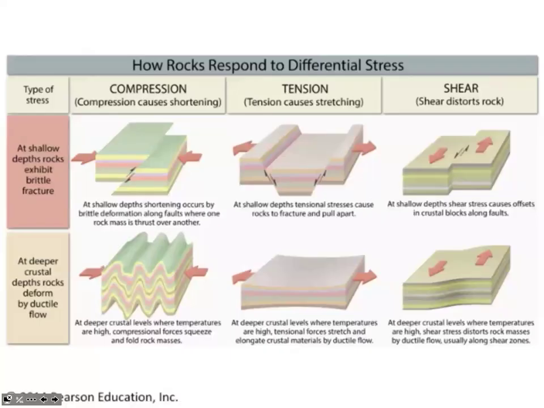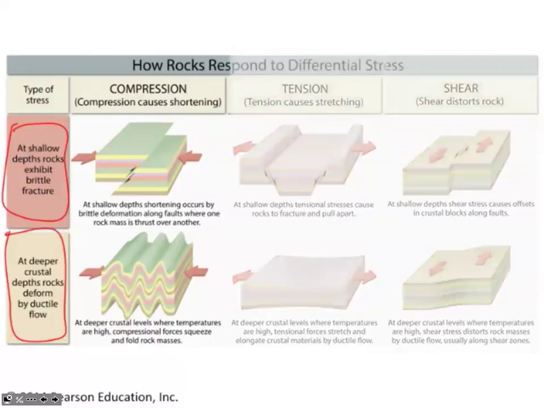So let's take a look at this figure from your textbook. It shows how rocks respond to differential stress depending on whether they are shallow in the crust or whether they are deep in the crust. Let's first take a look at compressional stresses. Compressional stresses cause rocks to break by reverse faulting, and rock masses get shoved on top of their neighbors if you're at shallow depths in the crust. At greater depths in the crust, you end up getting folding.